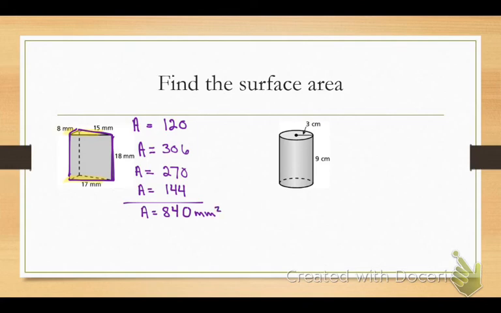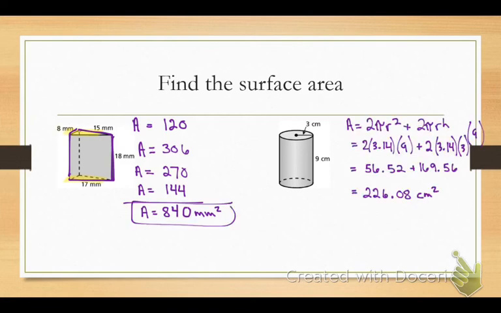Okay, group 4 cylinder, what did you guys get? Okay, what'd you get? Samuel, what'd you get? Yep. About 226 centimeters. Perfect. 226.08 centimeters squared. Very good. All right, so as long as you know the formula, you plug everything in and you are good to go.